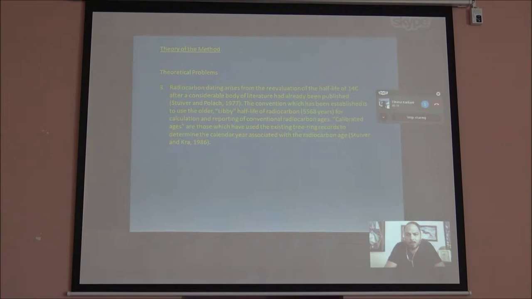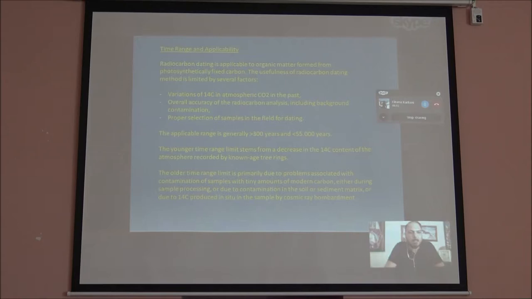So, Libby produced the radiocarbon age using 5,568 years, and a lot of literature was using this half-life of radiocarbon to determine the age. After using existing tree-ring records, we determined that the half-life of radiocarbon is 5,730 years. So we have a difference between the first half-life and the second half-life, which is correlated with tree-ring records. The first one, the Libby half-life, is the conventional one, and we report conventional ages of radiocarbon. For calibrated ages, we use the correct half-life of carbon for our analysis of radiocarbon age.